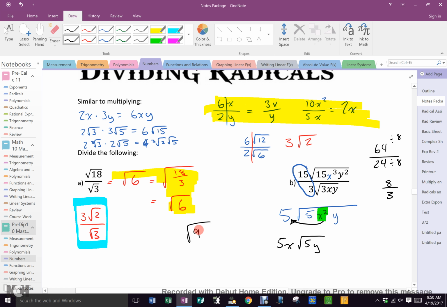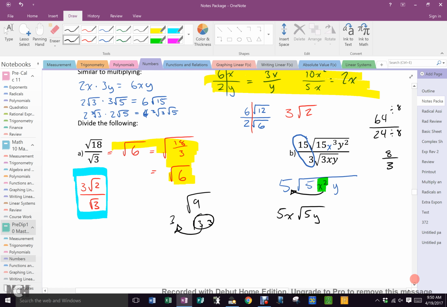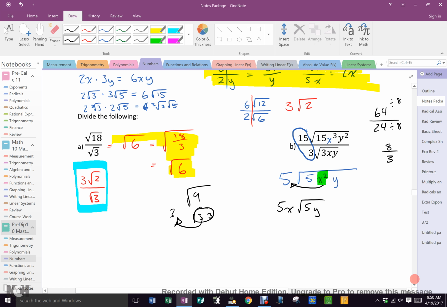What's the root of 9? 3, because it's 3 times 3, right? And I take out a group to get 1, 3. Cool? Okay. Everybody good with the easy stuff?